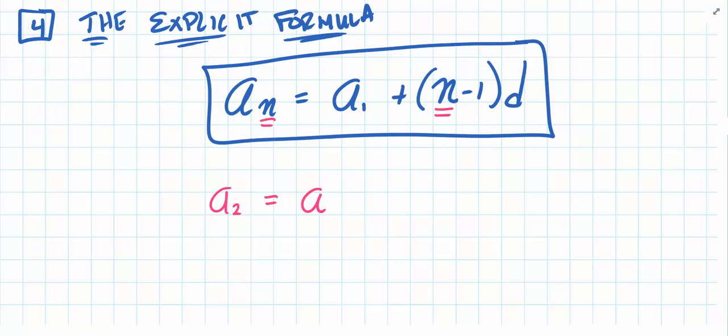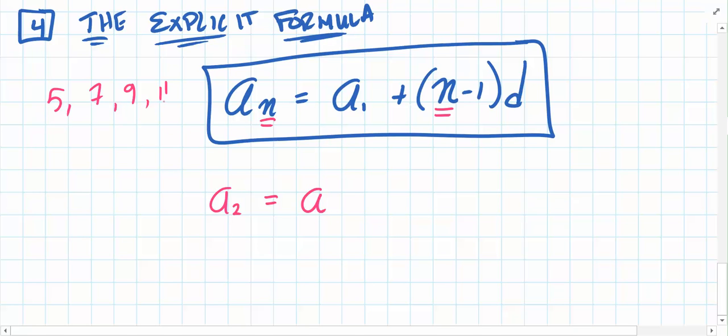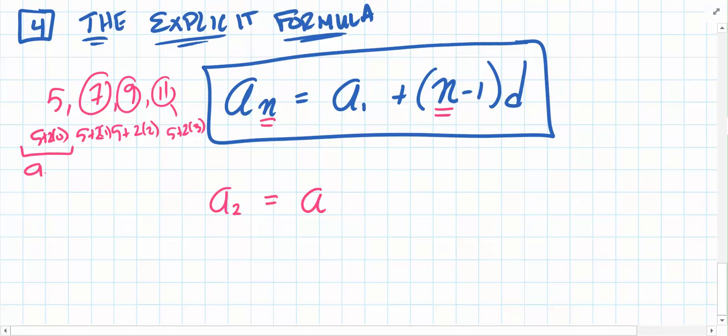Think about it this way. I'll give you 5, and then 7, and then 9, and then 11. So this number 7 can be written as 5 plus 2. This number can be written as 5 plus 2 times 2. This term can be written as 5 plus 2 times 3. This one is 5 plus 2 times 1, and this is 5 plus 2 times 0. So this is the very first term, the second term, the third term, the fourth term.